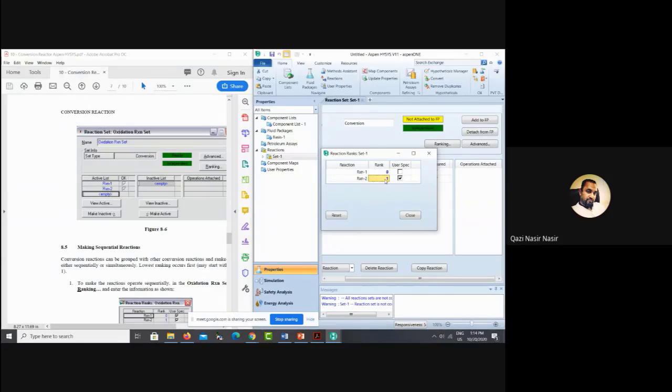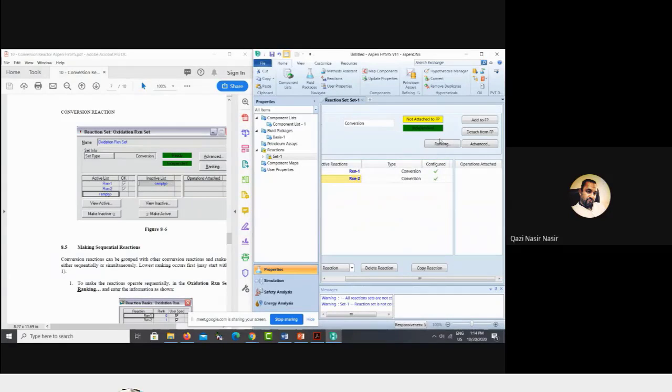So I will click on the second one. This is the way Aspen HYSYS knows which reaction ranks higher, by using 0 or 1. 0 means the reaction is happening at low rank, and 1 means the reaction is happening at higher rank. Then after you put the information, you close this part, and the ranking is done.